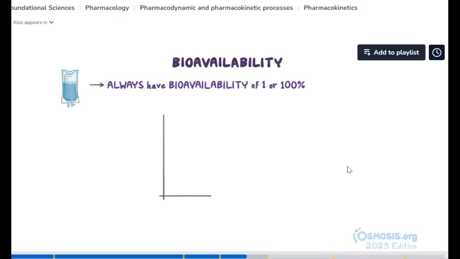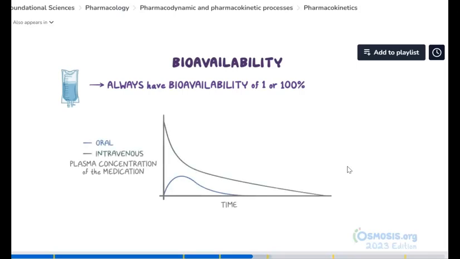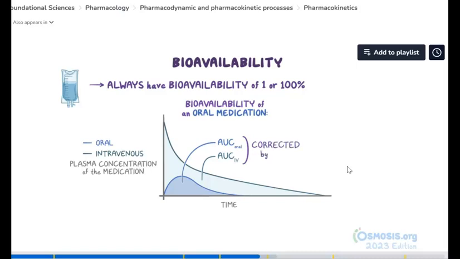Let's plot all this into a nice graph to show the relationship between time on the x-axis and the plasma concentration of the medication on the y-axis after both oral and intravenous administration. Thus, bioavailability of an oral medication can be estimated by dividing the area under curve, or AUC for short, of the oral form by the AUC of the intravenous form. And both AUCs need to be corrected by the dose of medication, or D for short, administered orally and intravenously. So the bioavailability F of a medication is AUC oral times D intravenous over AUC intravenous times D oral.